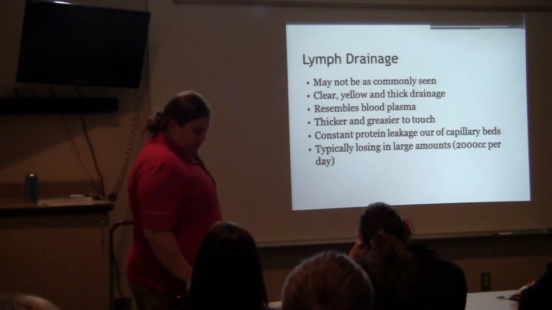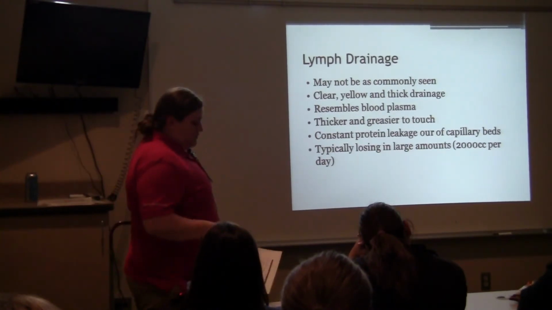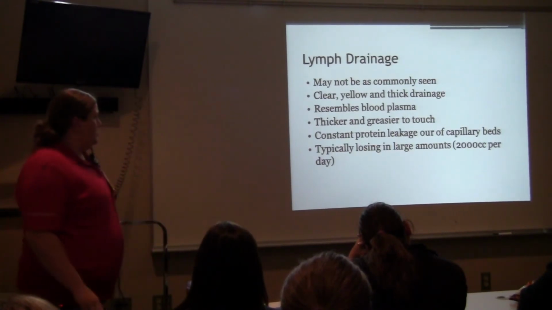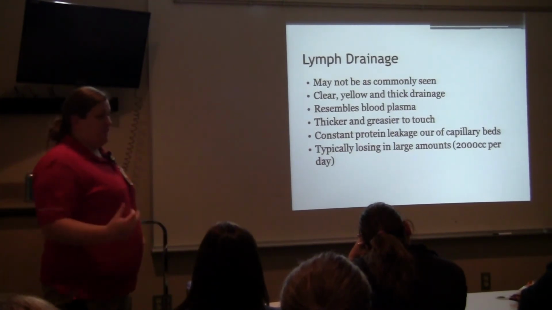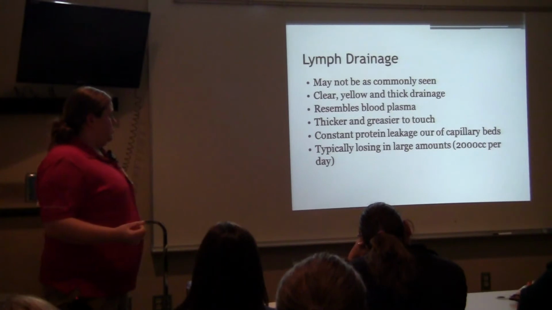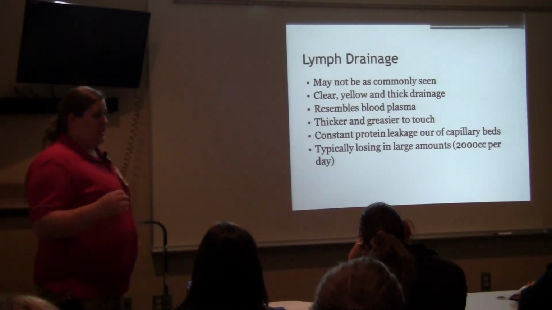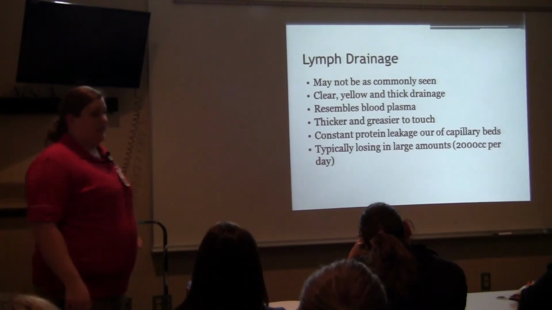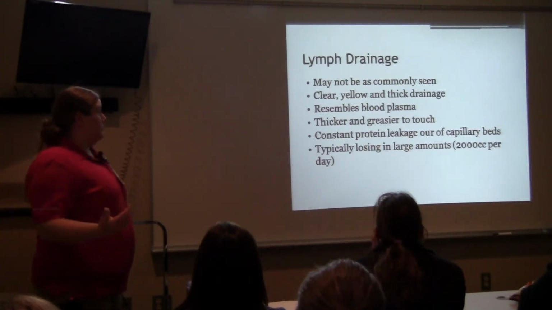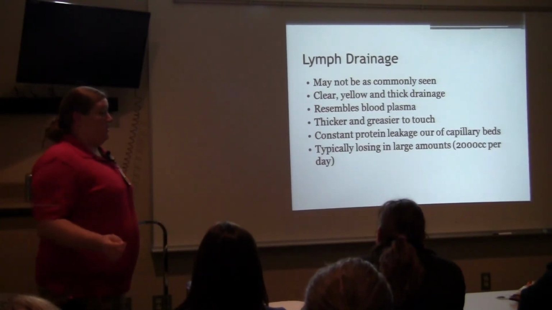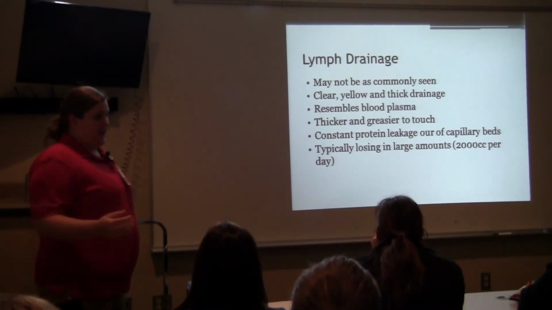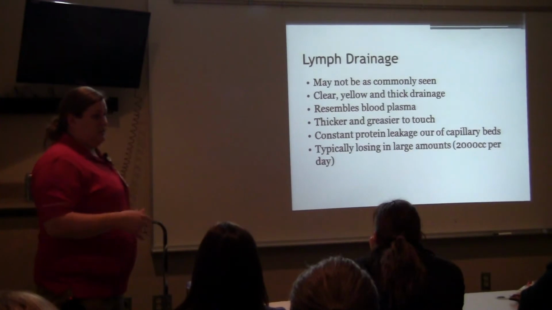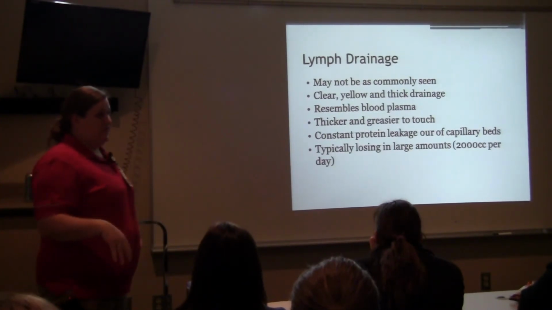And then lymph drainage isn't always seen as commonly. It does look a little bit like pus. It's kind of yellowish, can be thick. It's not usually super odorous, and it's kind of greasy. This is actually like a lot of protein being leaked out because the lymph fluid has a lot of protein in it, and it's usually in very large amounts. So if we're seeing a lot, what you think might be pus, but it's coming out in like 1,000, 2,000 cc's per day, it's lymph drainage.